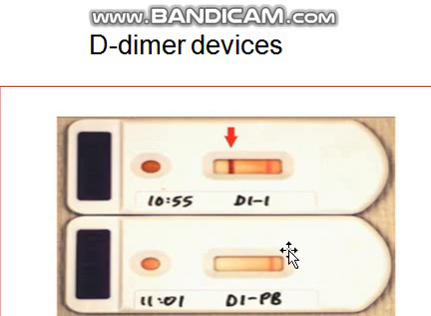Here I am going to tell you the principle of these D-dimer devices, how they work and what the principle behind it is. First of all, before going to the principle, just remember three things: this particular area is called the sample zone, this area is called the test zone, and the third area is called your control zone.